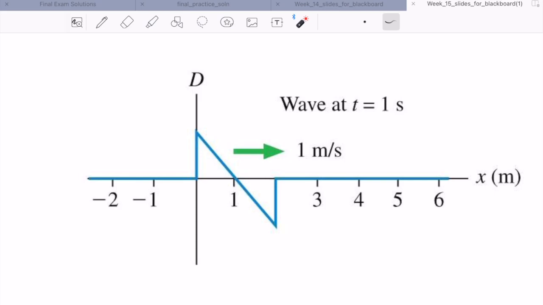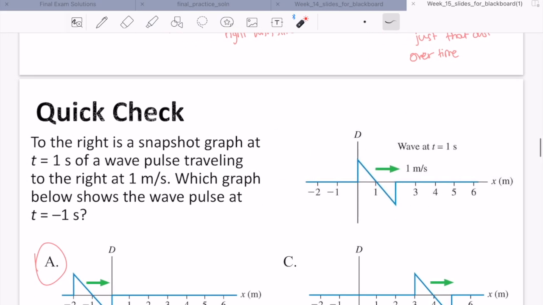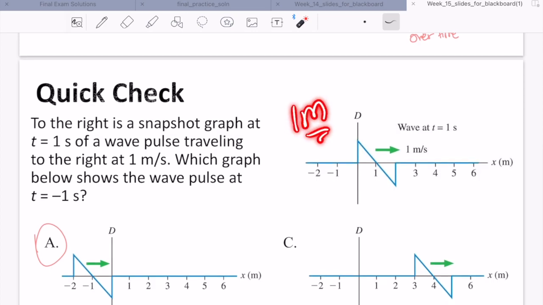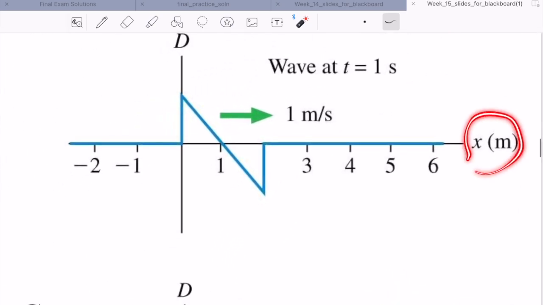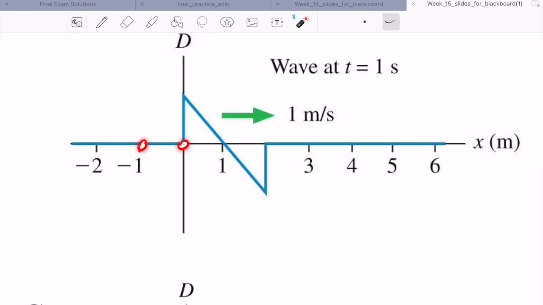If the wave speed is 1 meter per second, and I traveled 2 seconds in general, I travel 2 meters, right? So 1 meter per second times 2 seconds gives me 2 meters. That just means I'm going to be moving backwards 2 meters. So I want to figure out, 2 seconds ago, at -1 seconds, how did my graph look? So I essentially have to move this graph back 2 meters.